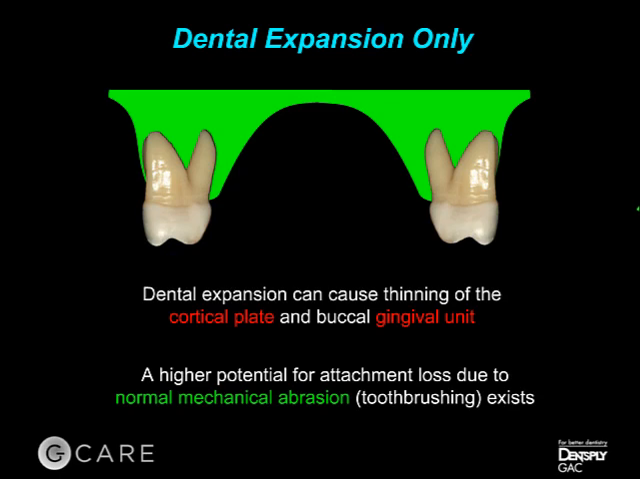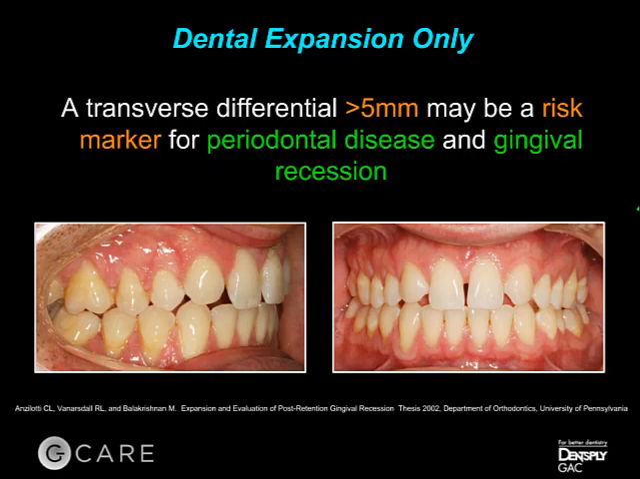And this can leave the patient susceptible to periodontal issues in the long term, not necessarily something that you're going to see immediately. And this was highlighted in an article by Anzalotti and Van Arsdale, when he said a transverse differential of greater than 5 millimeters may be a risk marker for periodontal disease and gingival recession. It took me a long time to really understand what that statement meant when I was going through my training, but this is basically what I had just talked about.